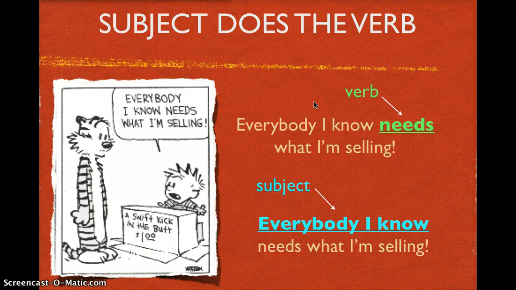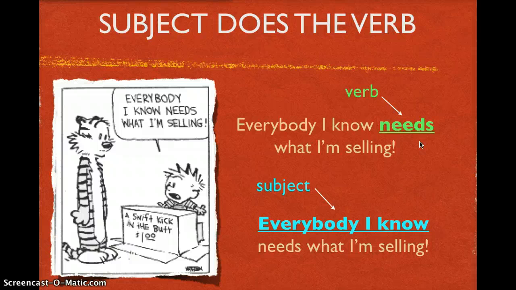Now, the important thing for you to realize is that, like the title of this slide says, the subject is what does the verb. So let's look back at Calvin. The sentence, everybody I know needs what I'm selling, the verb is needs. So in order to figure out what is the subject of the sentence, we ask ourselves who or what is doing the verb. Who or what needs.